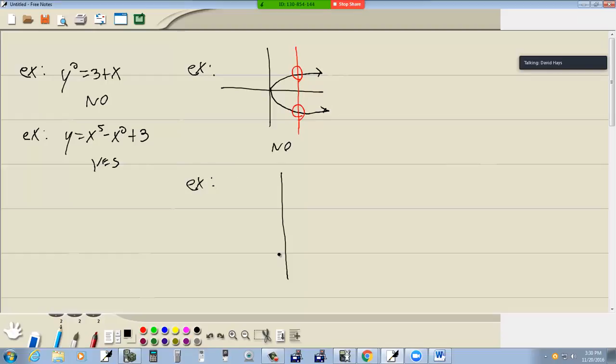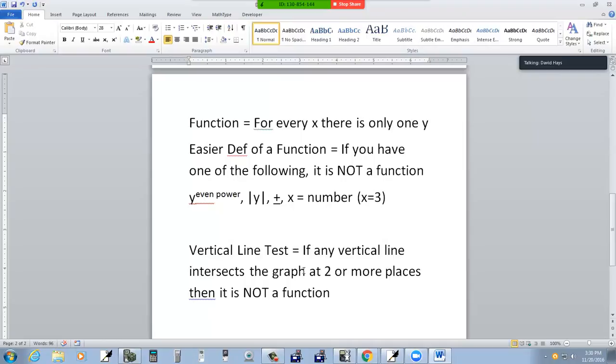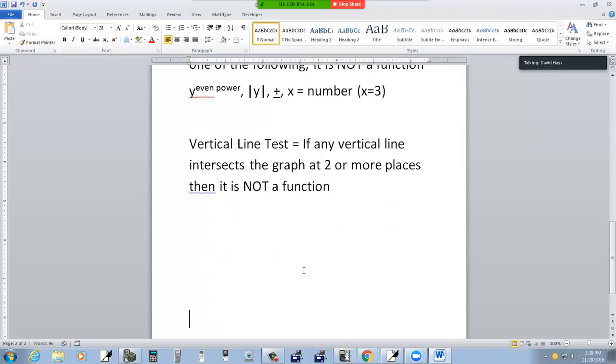On the other hand, if I had this problem right here, if I draw a vertical line one place, draw a vertical line one place, draw a vertical line one place, you notice that there's no place I can draw a vertical line where it intersects at 2 or more places. So the answer here is yes, this is a function. Now we got something called function notation.